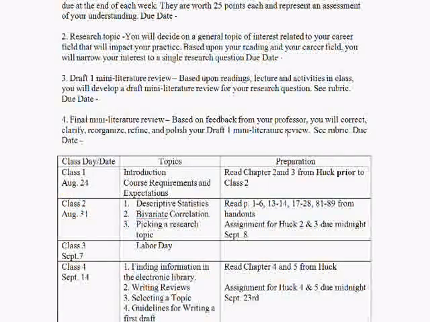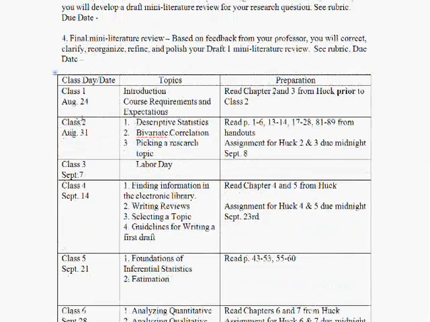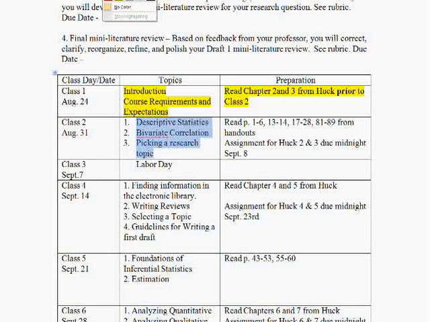As far as the way that we're going to cover material in the class, we'll cover it by weeks. For example, the first night we're going to cover the introduction to the course, what is required, and what the expectations are. Then on the right hand side of the syllabus you'll see what is expected for the next week. So for example, next week you need to read chapters 2 and 3 from the Huck book, and that means next week we would cover descriptive statistics and bivariate correlations.